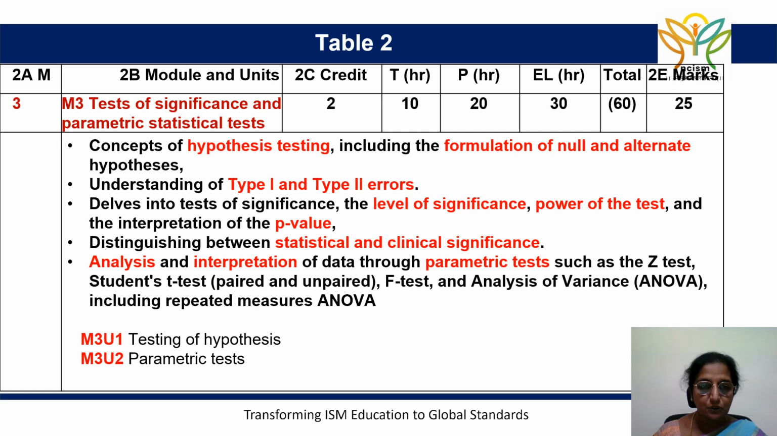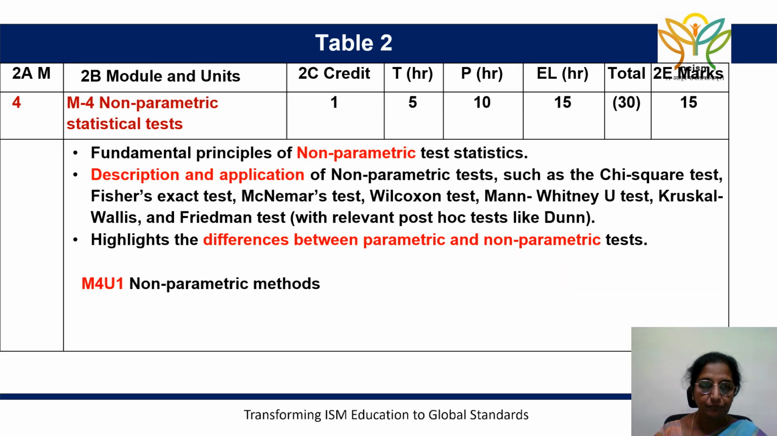You must be able to distinguish between statistical and clinical significance, must be able to analyze and interpret data through parametric tests such as Z test, students T test, paired and unpaired, F test, and analysis of variance, including repeated measures of ANOVA. Coming to Module 4, it consists of one unit, broad title non-parametric methods.